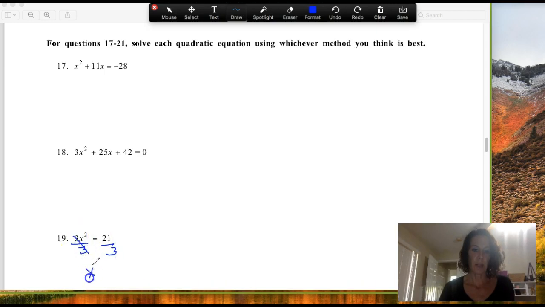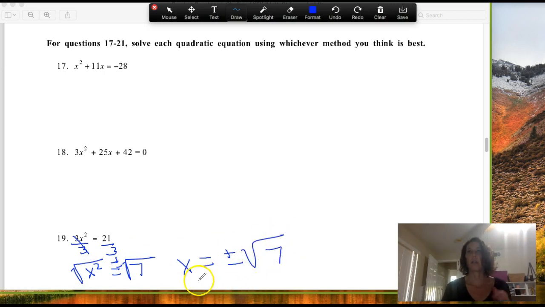Okay, and I'm going to get x squared equals 21 divided by 3 is 7. And then to solve for x, I just take the square root of both sides. Now remember, when you square root both sides, you get the plus or minus solution. So careful. When I square root both sides, I get plus or minus the square root of 7. Now the square root of 7 is not a perfect square, so I'm just going to leave it like that. Plus or minus the square root of 7.